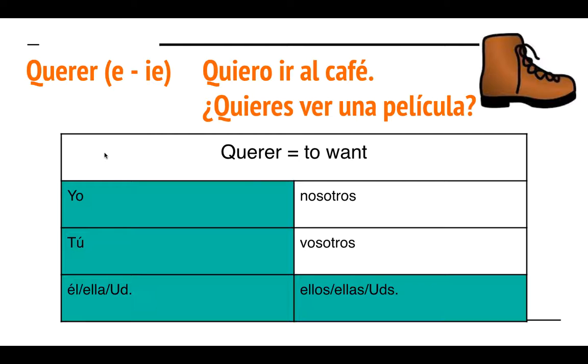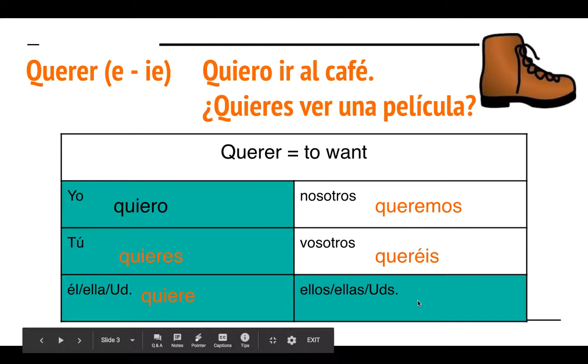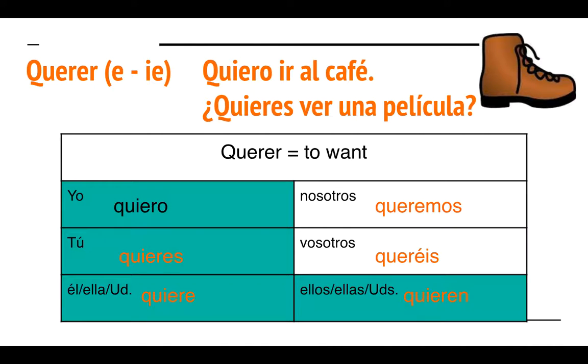So let's go through the forms of this one. Like we said, yo quiero, tú quieres, él, ella, usted quiere. Now, outside of the boot, it just has a normal conjugation. Queremos. Vosotros queréis. Now back inside the boot, we have that change again, and it's quieren. Ellos quieren ir a la fiesta.